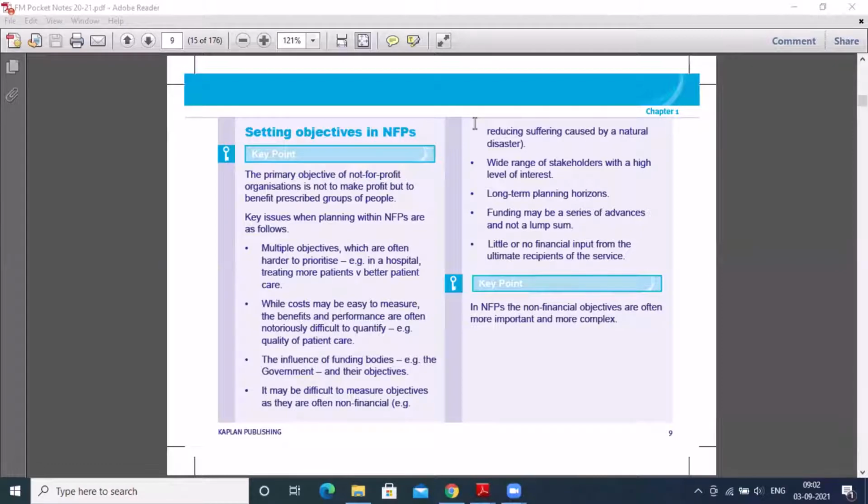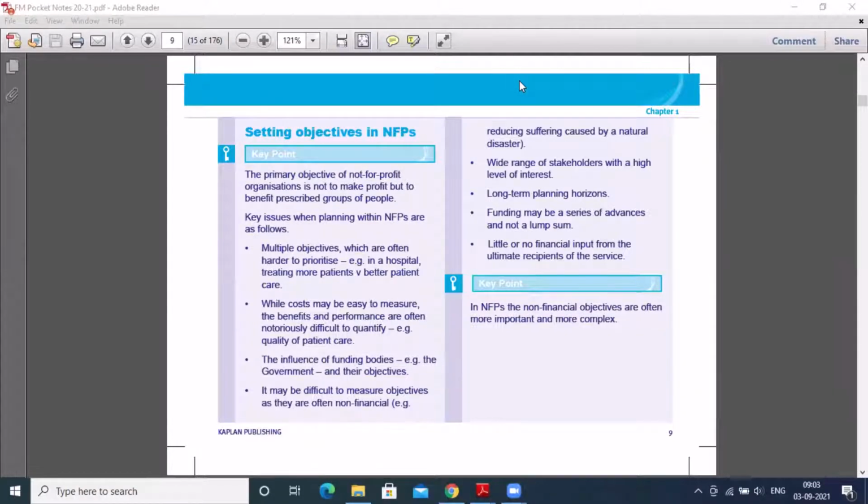Now when it comes to the organizations which are mainly established for a service motive, that is, a not-for-profit organization, can we consider the same primary objective of wealth maximization, or are there different objectives to be considered for these not-for-profit organizations? We will be focusing on this.